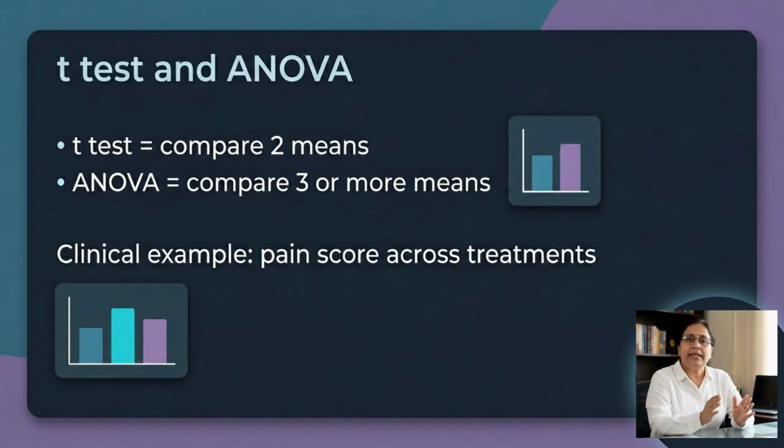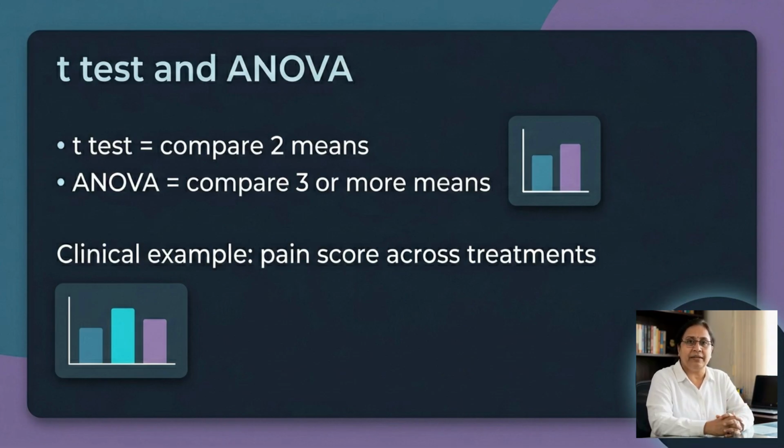Let us begin with the t-test and ANOVA. A t-test is usually used to compare the means of 2 groups. For example, you may want to compare the pain score between patients receiving treatment A and treatment B. ANOVA is similar in concept, but it is used to compare the means of 3 or more groups.